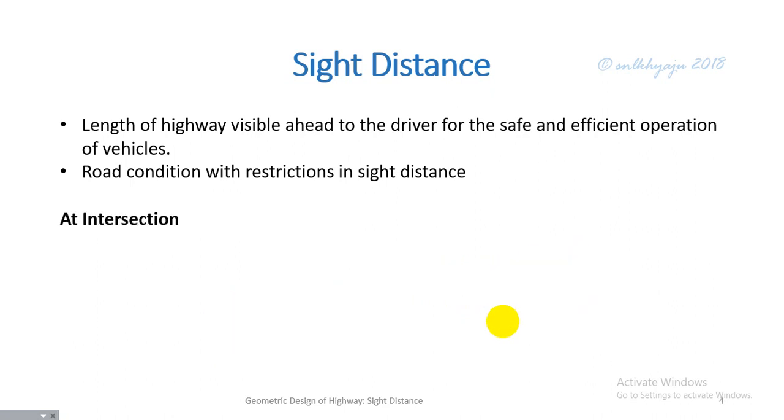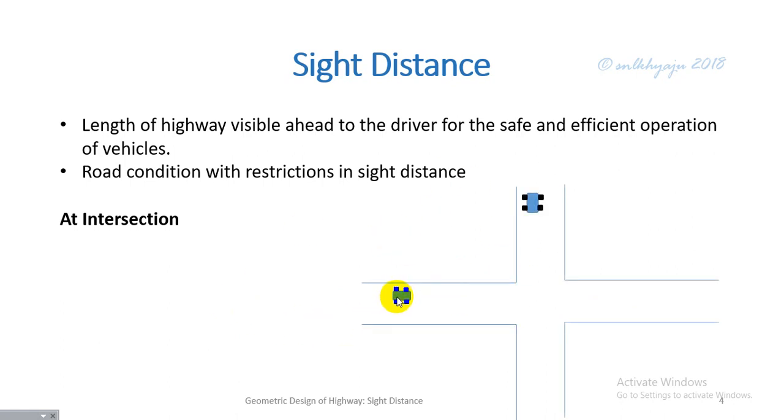Similarly, at an intersection, this is a four leg intersection, two vehicles coming from this leg and another in this leg. Then the safe distance or sight distance should be, this is the line of sight. Sight distance for this vehicle in this direction is this, and sight distance for this vehicle is this. Therefore, the total sight distance for the intersection is the summation of the sight distance of the first vehicle up to the intersection and the sight distance of the second vehicle up to the intersection.